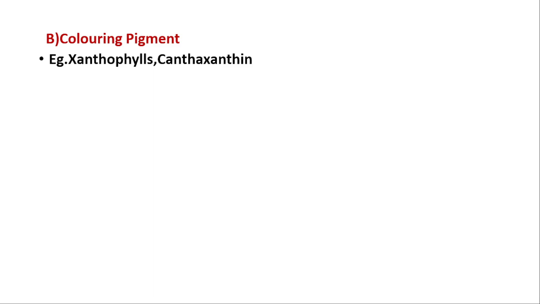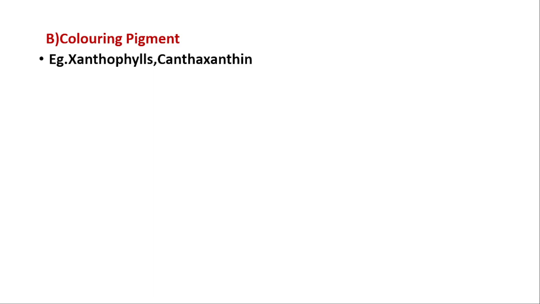chickens, we use coloring pigments like xanthophyll and canthaxanthin. These xanthophylls are routinely incorporated in broiler feed, and that's why the skin becomes yellow. Another synthetic carotenoid, canthaxanthin, is added at 2 to 10 grams per ton of feed along with the yellow maize.